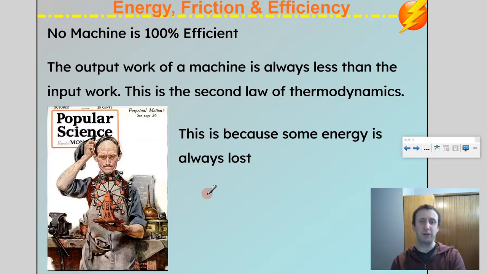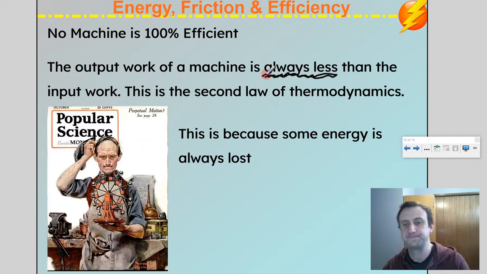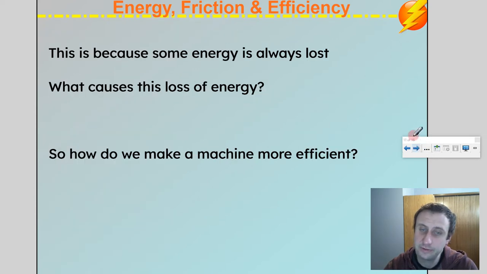Anyways, the output work of a machine is always less than the input work. This is the second law of thermodynamics. That's important for you guys to realize, that it will always be less. So when you're trying to figure out which number is which, the lower number between the two will be the output. And the energy is lost to thermal energy. It's not gone, it's just changed to heat.